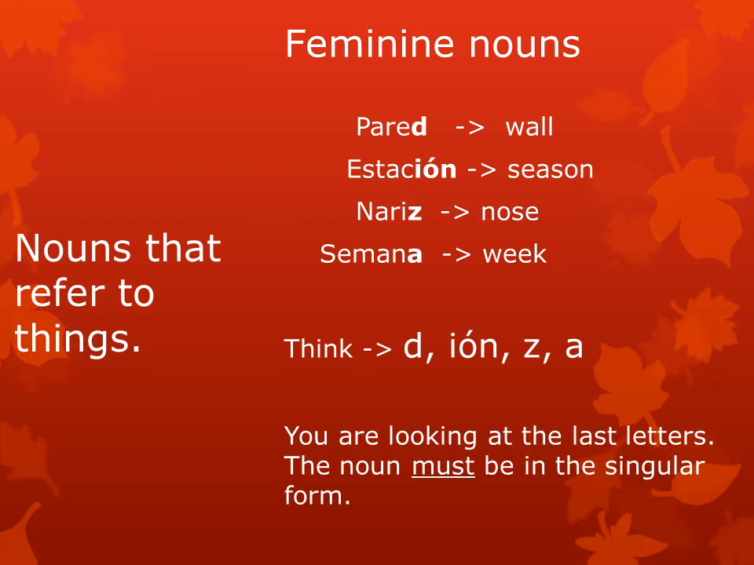All right, same idea. We're still looking at the last letters. The noun has to be in its singular form. Now, if you have a noun that ends in "n," you need to look past the "n." Look at the last three letters because it could be "ión," right? If it's just the "n," then we know it's a masculine noun. But if it's "ión," then it's going to be, more than likely, a feminine noun, okay? And the article that goes along with those is la. So, la pared, la estación, and so on.